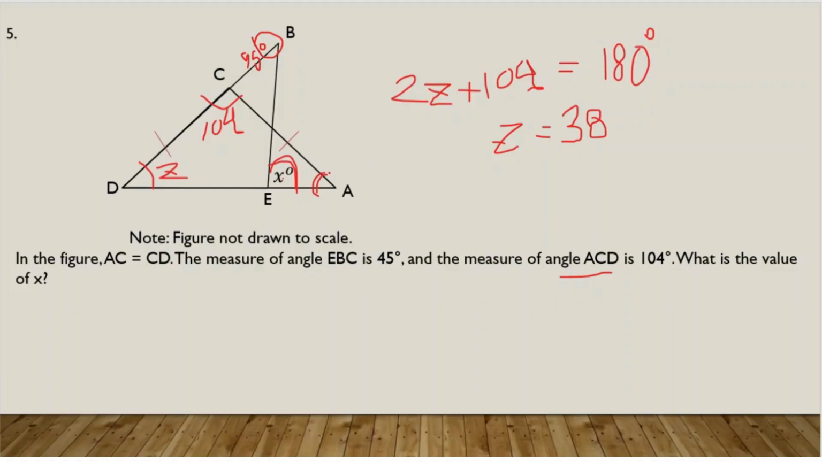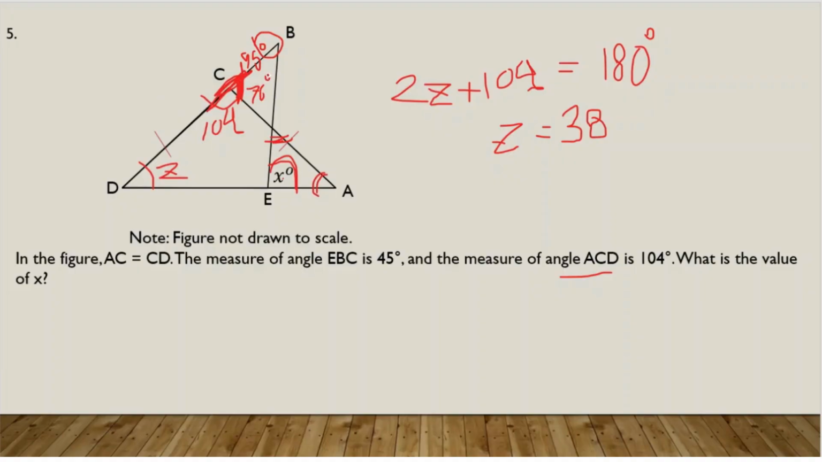Now, if we know the value of this other angle, can we subtract these two from 180 to find x? Yes, we can. So how are we going to find this angle? Since this whole thing is a straight line, it is 180 degrees. If we subtract 104 from 180, we get this angle. 180 minus 104 is equal to 76 degrees.